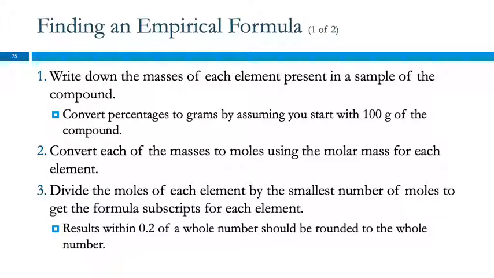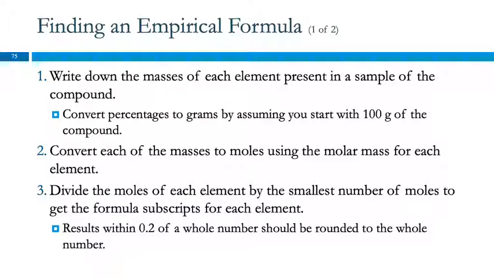So here are the steps for finding an empirical formula. We start with the masses of each element. If they give you a percent, you can convert that into a mass by just saying, well, let's assume we have 100 grams. Then the percent is the same as the mass. So you've got the mass of each element. You convert masses into moles, and then we look at the ratio of the moles. We do that by taking the smallest number of moles and divide everything by the smallest. And then hopefully we'll get nice whole numbers, but it doesn't always work out that way.